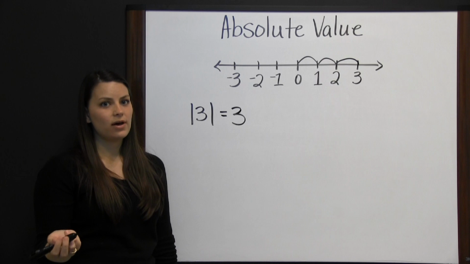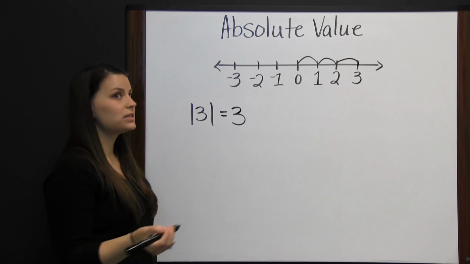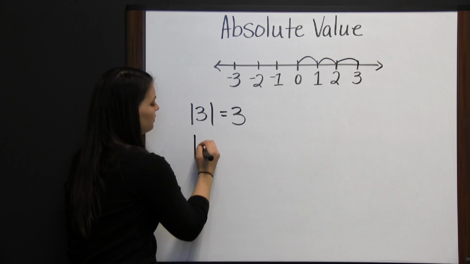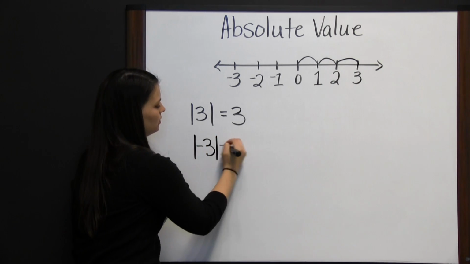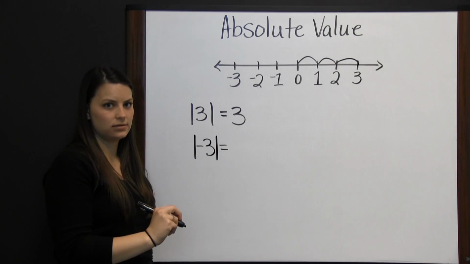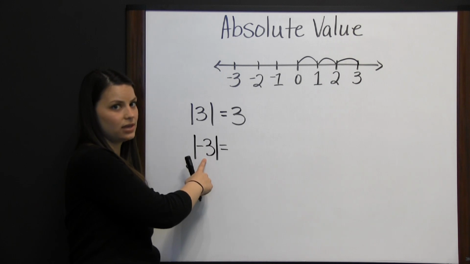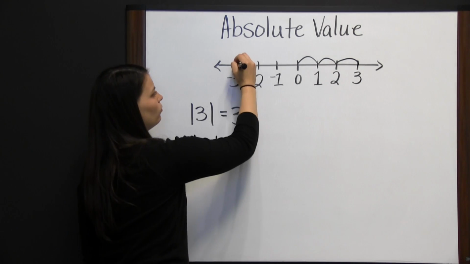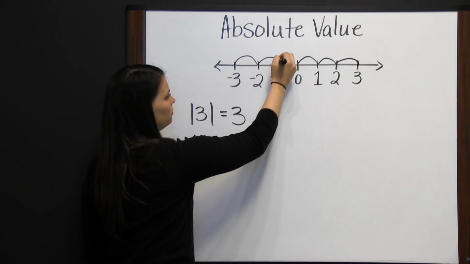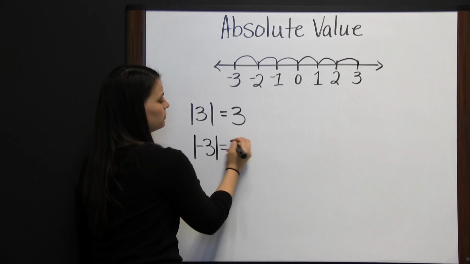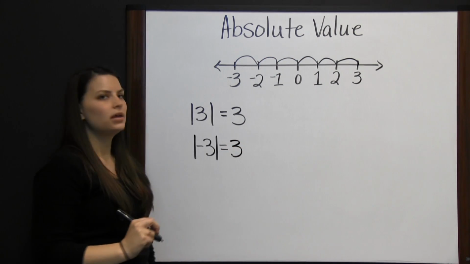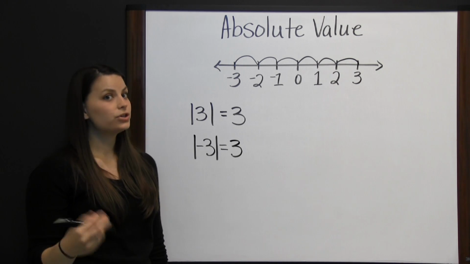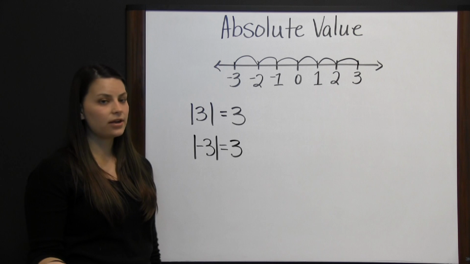The absolute value of a negative number and its positive counterpart are the same. So the absolute value of negative 3 is also 3 because negative 3 is also 3 places from 0. 1, 2, 3 places from 0. The absolute value of a difference, when you're doing that, the order doesn't matter.